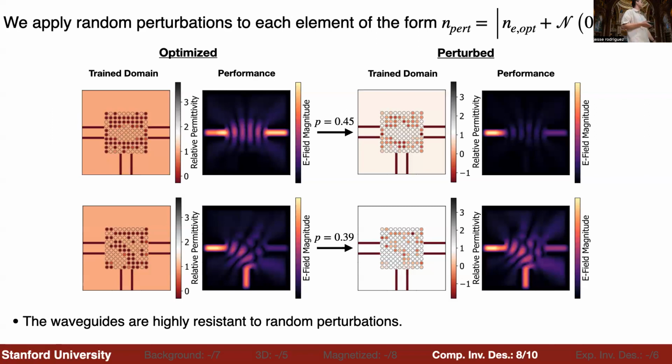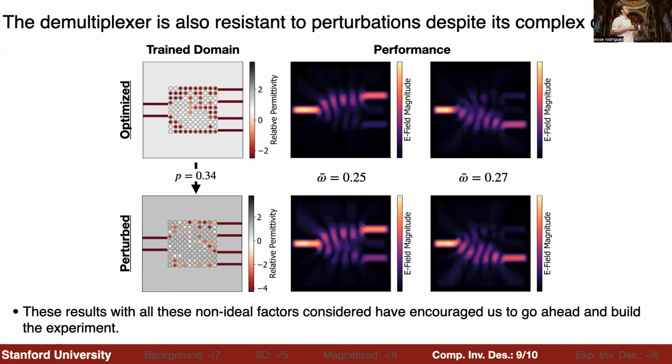And then likewise with the bent waveguide, you have to increase P to 0.39. So you would say that this is highly resistant to random perturbations. We shouldn't be seeing plasma density values that are off by 40%. And the demultiplexer is likewise very resistant to perturbations, despite its more complex objective, where P had to be increased all the way to 0.34. Okay, so these results are encouraging. We're like, okay, we actually can go ahead and spend the energy building these things. It looks like they're going to work.